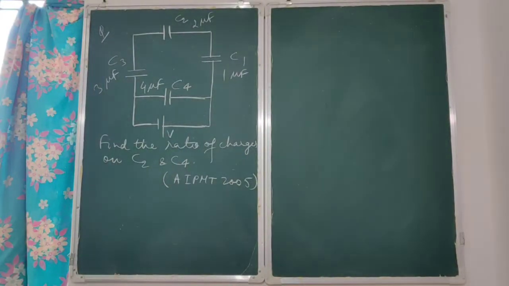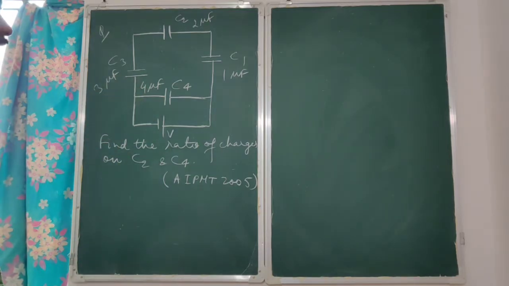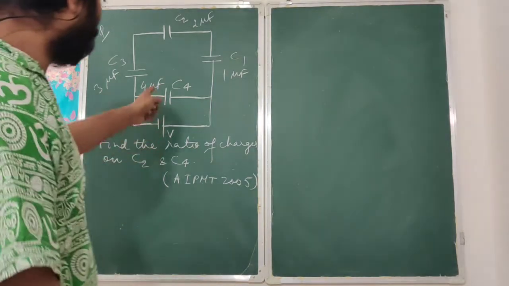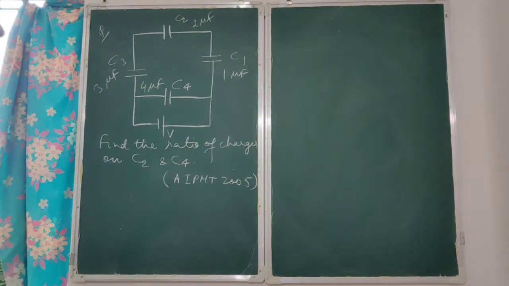Let's take up this question. This was asked in AIPMT 2005. So you can see there are 4 capacitors having values 1 microfarad, 2 microfarad, 3 and 4 microfarad. And there is a battery which is supplying a voltage of V. So they are asking us to find the ratio of charges on C2 and C4. So let us try to solve this question.